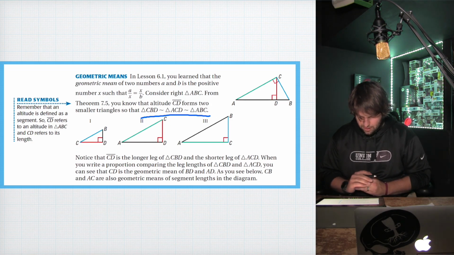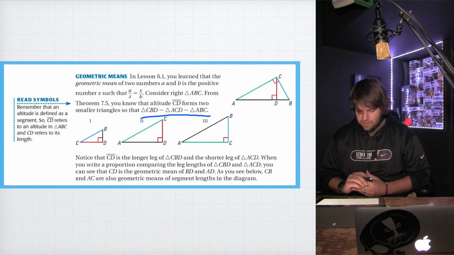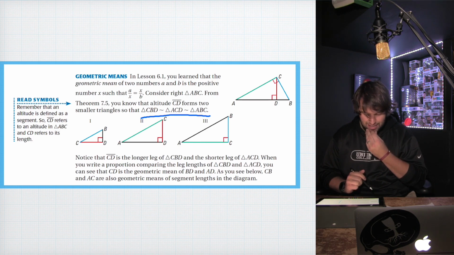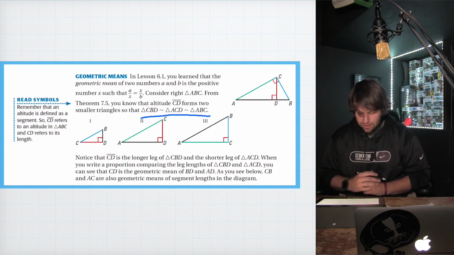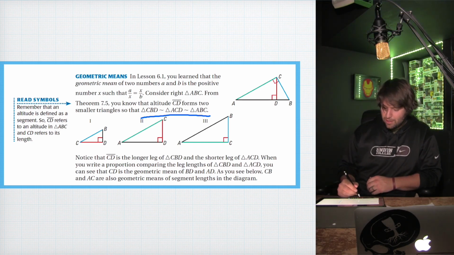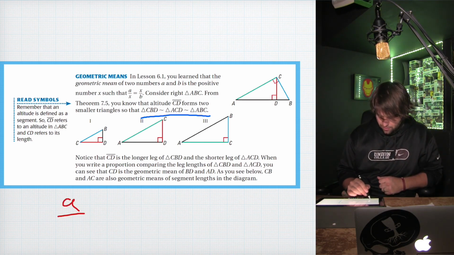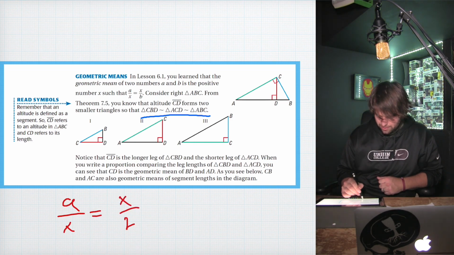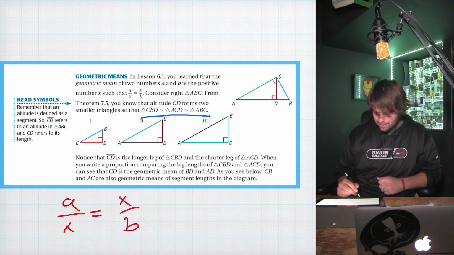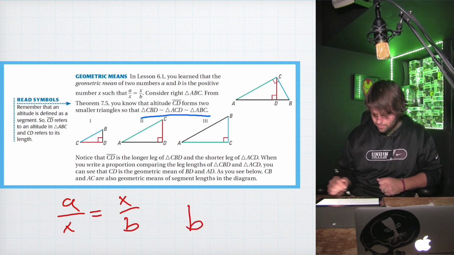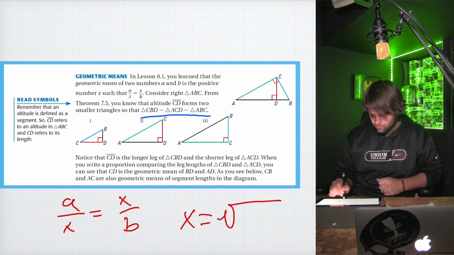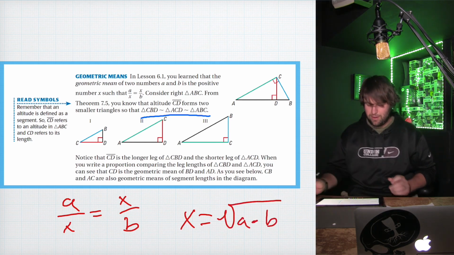The shorter leg. When you write a proportion comparing the leg lengths of CBD and ACD, you can see that CD is the geometric mean of BD and AD. As you see below, CB and AC are also geometric means of segment lengths in the diagram. So anyways, real quick review, geometric mean, where A over X equals X over B. If you have the same variables here, that's the same thing as X equals the square root of A times B.